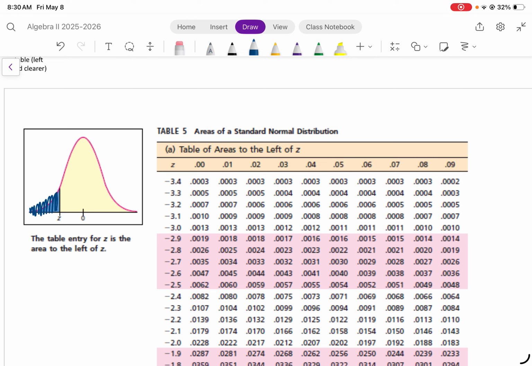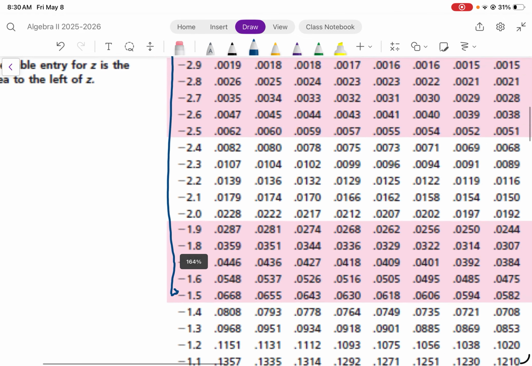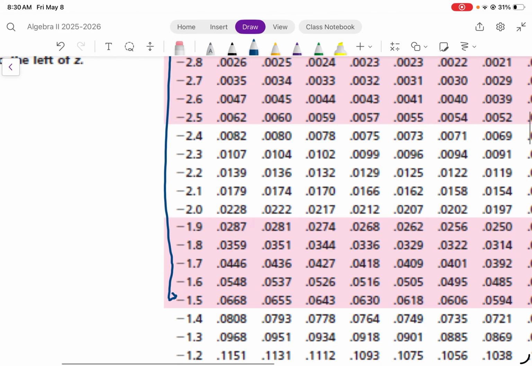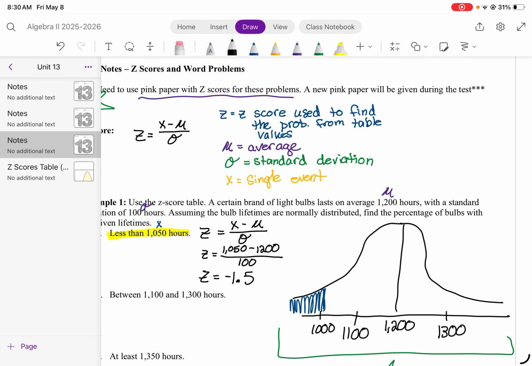Because we're on the left side, we just need to know what the z-score probability is that they would give us. And right now, for this one, our z-score was negative 1.5. So I'm going to find negative 1.5 on my table. There we go. It's down here. And it didn't have anything after the negative 1.5, so that means it's just going to be the first value that shows up. 0.0668. So once we find that on our table, we're going to go back and write it down. So the probability for that event occurring would be 0.0668. That would be our final answer.